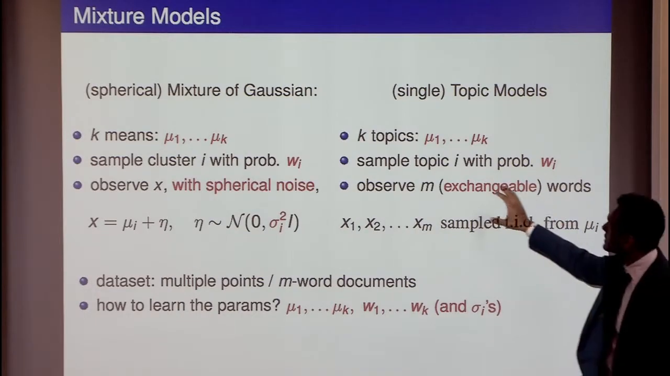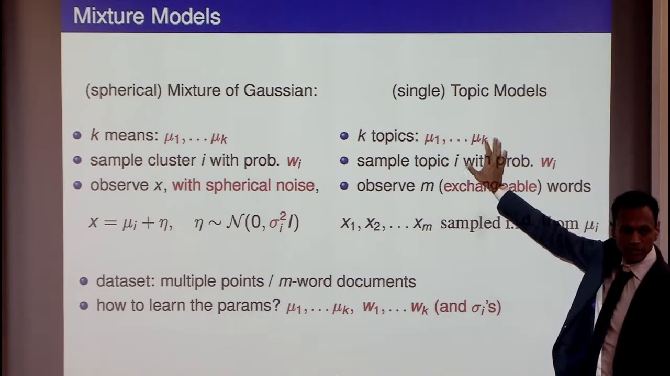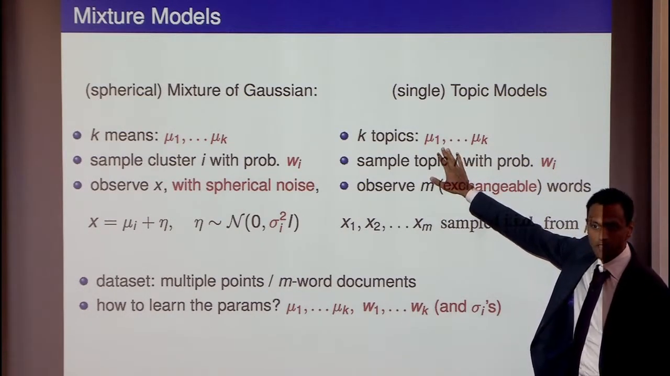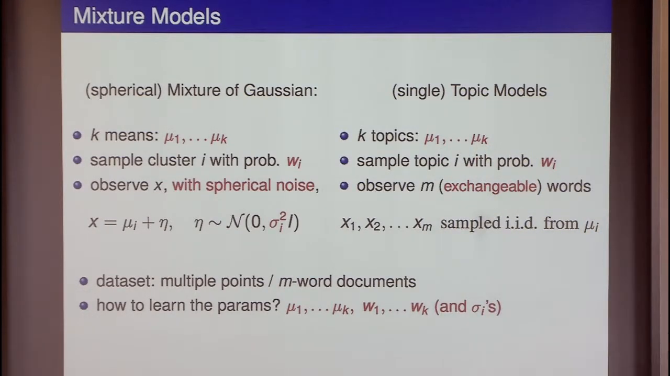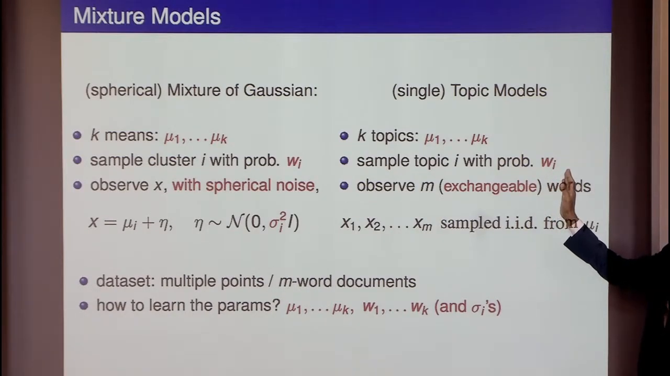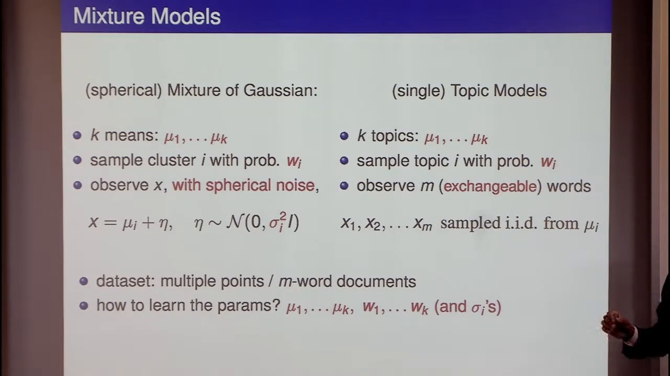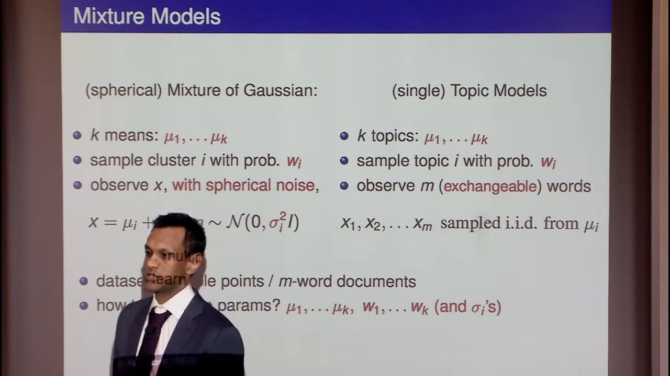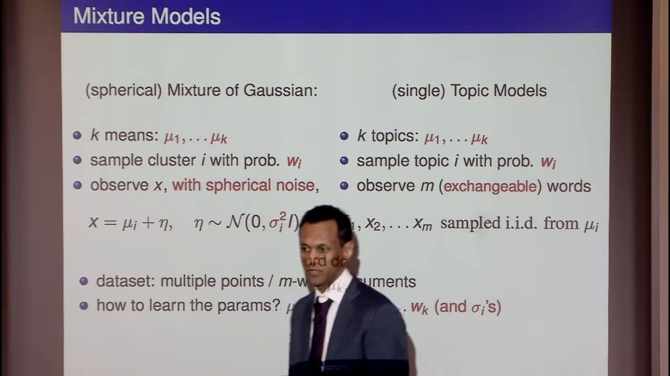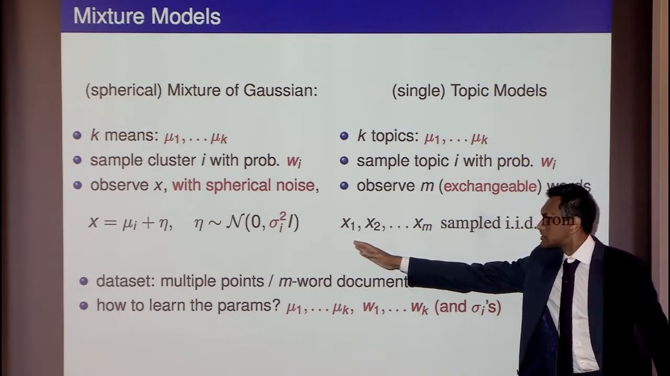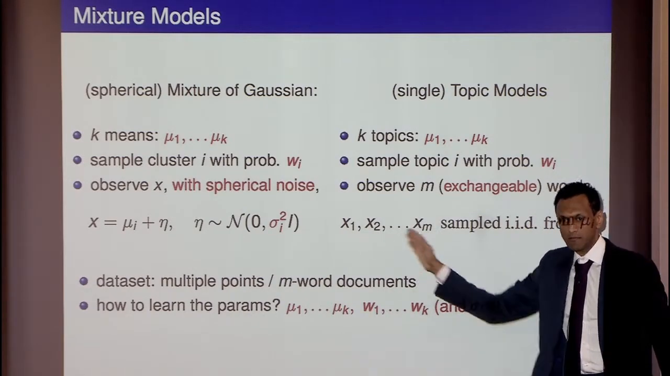And the topic modeling case is the single topic modeling case. And we're going to work in the statistical setting. So we've got k topics. Think of mu1 to mu k as multinomial distributions. Okay. And we're going to sample topic i with probability wi. And then the way we get a document is we take our multinomial distribution and get m draws of words from this particular multinomial distribution. So then our document is going to be x1 to xm, m draws.